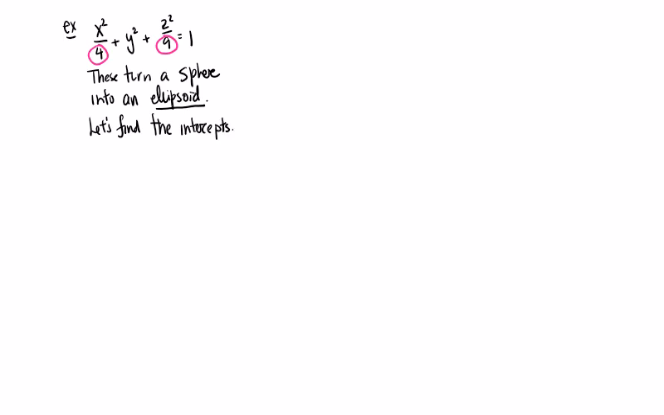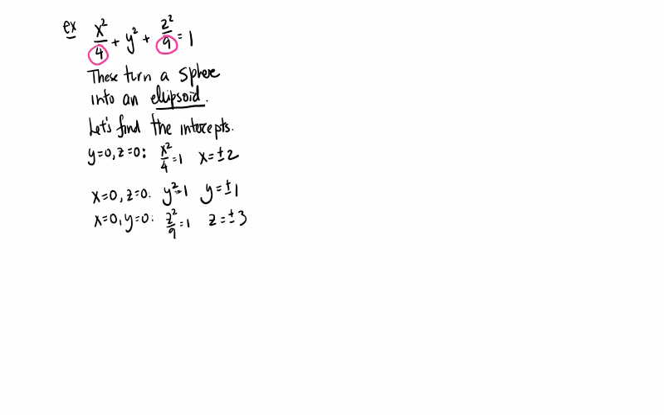Let me be pretty precise about this, right? So for example, when y and z are 0, we get x squared over 4 equals 1, so x is plus or minus 2. When x and z are 0, we get y squared equals 1, so y is plus or minus 1. And when x and y are 0, we get z squared over 9 is 1, so z is plus or minus 3.